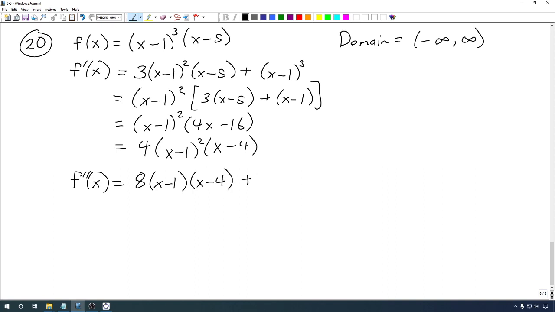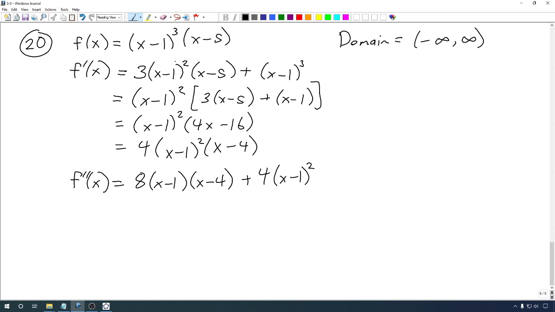Then I add to that what I get when I leave this first part alone. I have to include that 4, by the way. So I have 4 times (x minus 1) squared times the derivative of my second factor. The derivative of x minus 4 is, again, just 1, so I don't really need to write that one either. And then I think, well, I want to set this equal to 0. How about I simplify what this one looks like too?